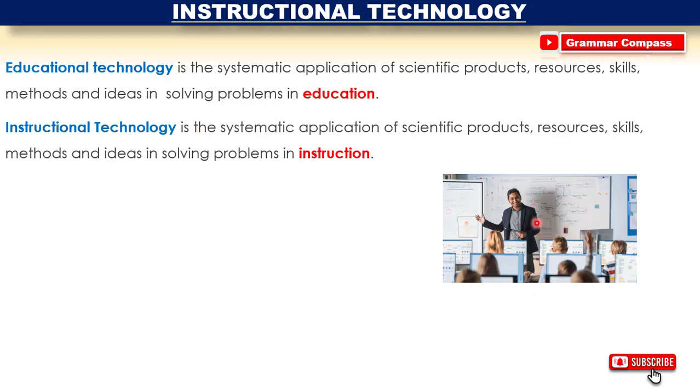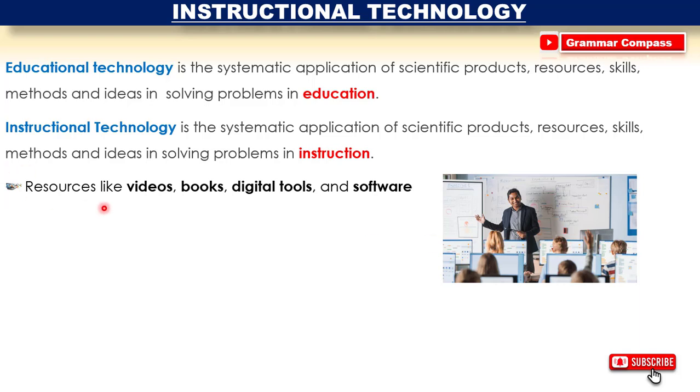In a classroom setting, if we are addressing the problems that we face, or we are using technology to make teaching and learning easier, then it means that we are making use of instructional technology, and it is a subset of educational technology. How do we use technology in instruction? First, we can use resources like videos, books, digital tools, and software when teaching or learning. This will make sure that we understand whatever we learn. It makes teaching and learning easier and effective.